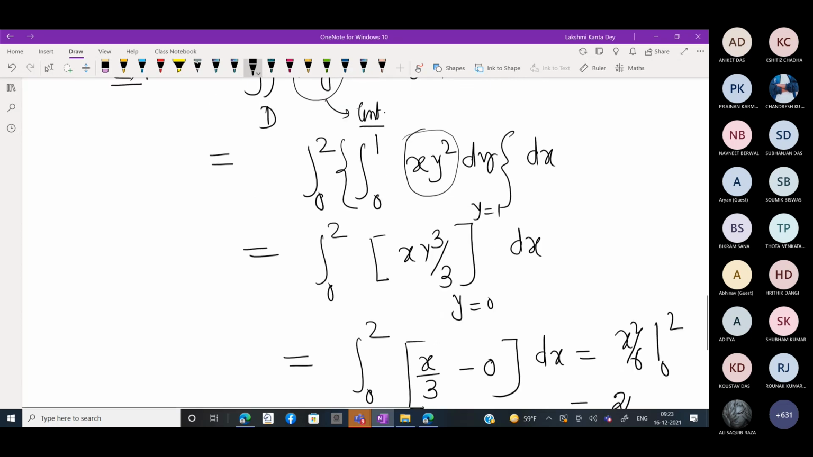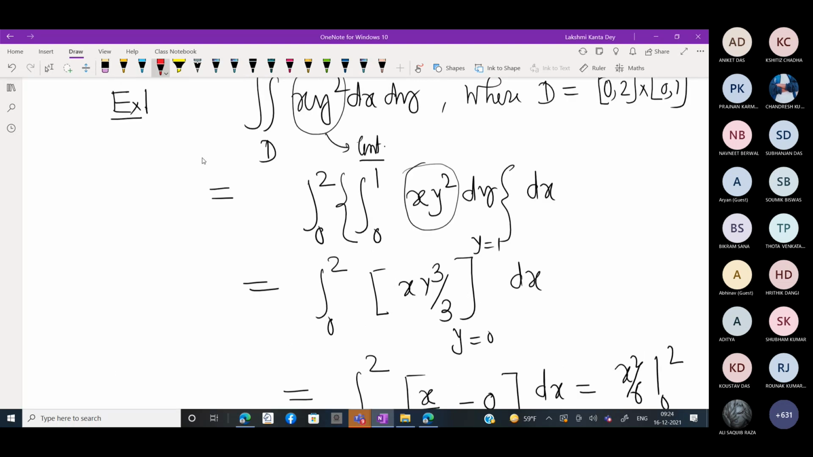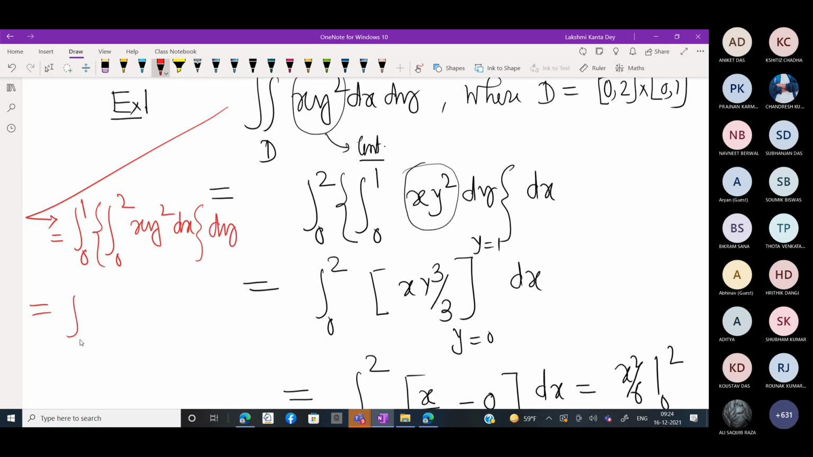Okay, so now if we try to do it in a different way, we could do it like this: integral from 0 to 1, 0 to 2, x y square dx, and then dy. So this is 0 to 1. Here y square will be kept as constant. So the x integration gives x square by 2, with x equal to 0 to x equal to 2. So this is dy.